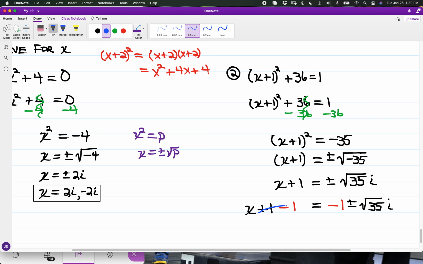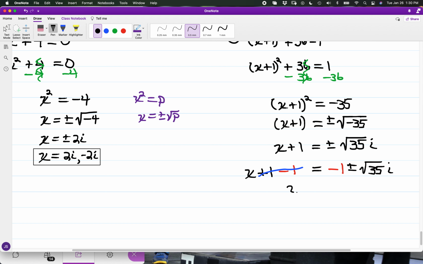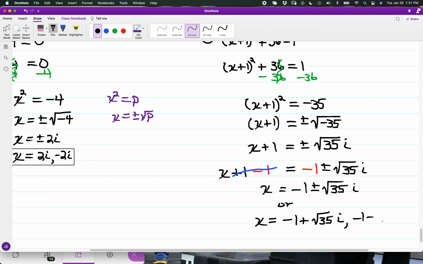And so here we're going to have positive negative 1 to cancel out. And we have in compact terms x is equal to negative 1 plus or minus the square root of 35 times i. And just for what we have in separate terms, we have negative 1 plus the square root of 35 times i. Also we have negative 1 minus the square root of 35 times i.